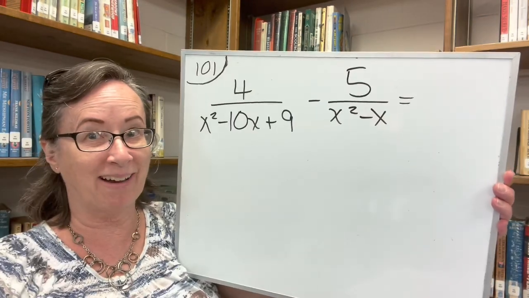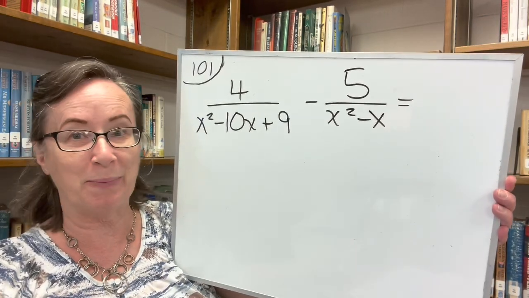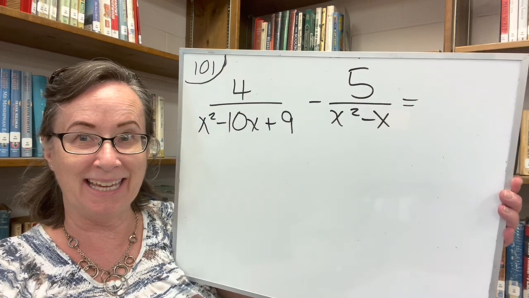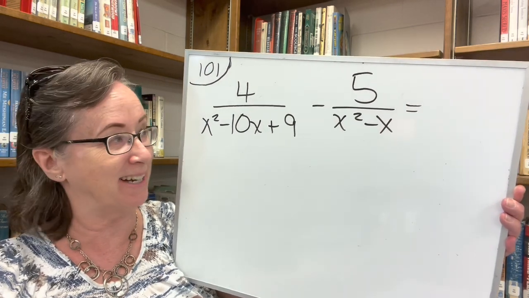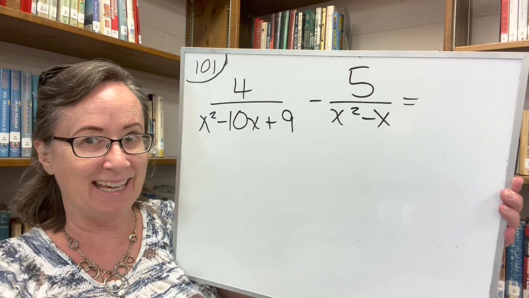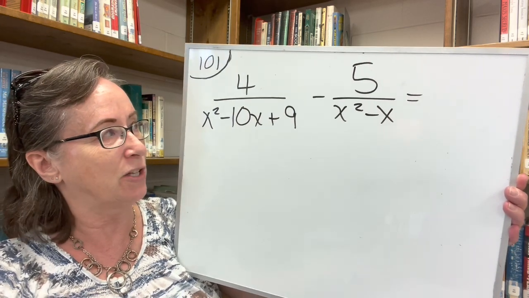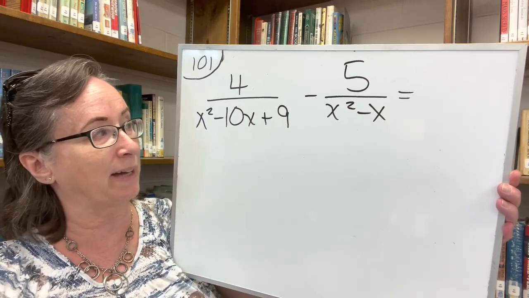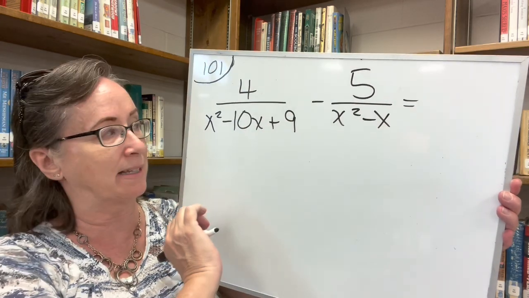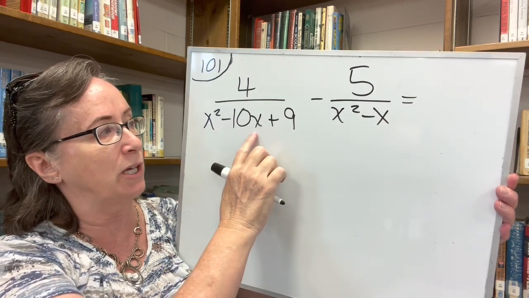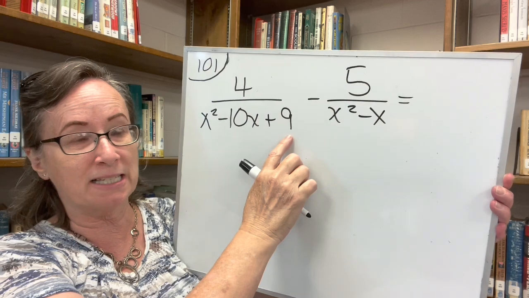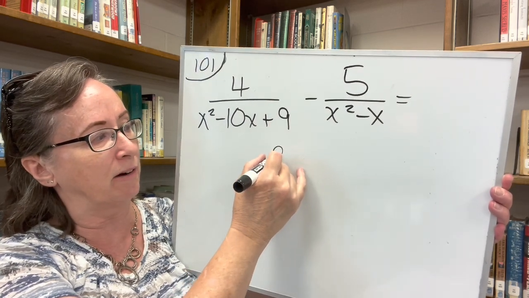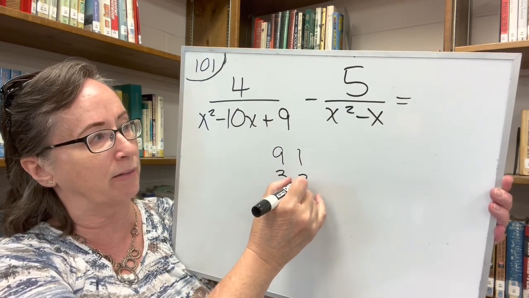All right, here we go with the last practice problem. Copy it down and then pause your video, go do it on your own and see if you got it right. Okay, so the first thing is factor, factor, factor. We've got to factor this denominator and this denominator. So we could factor this. The factors of 9 are 9 and 1, or 3 and 3.